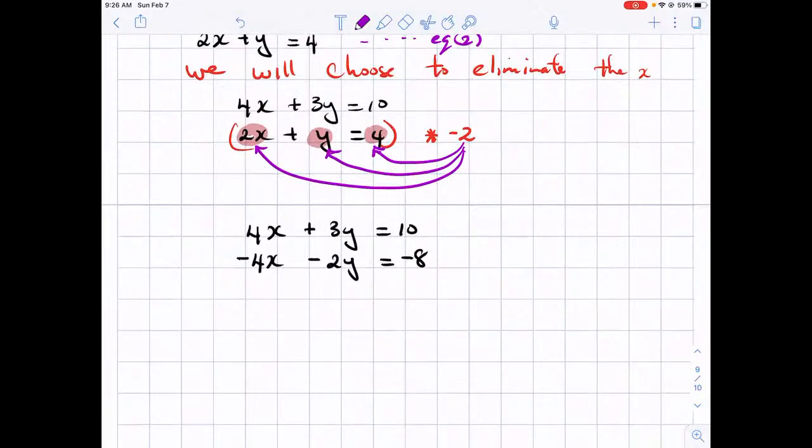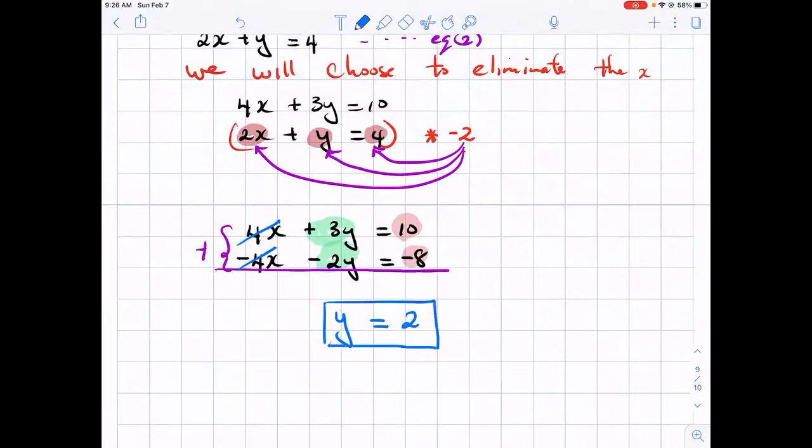Now, if you notice, we can add these two equations. And if you add them, your x's will get eliminated. So plus 4x minus 4x will cancel. And if I combine these two terms, plus 3y minus 2y leaves me with y. And 10 minus 8 is equal to 2. So here I have the value for y.